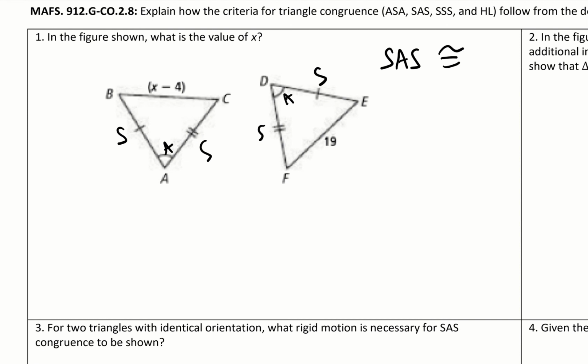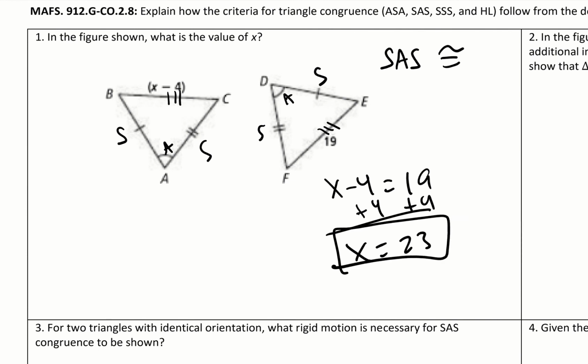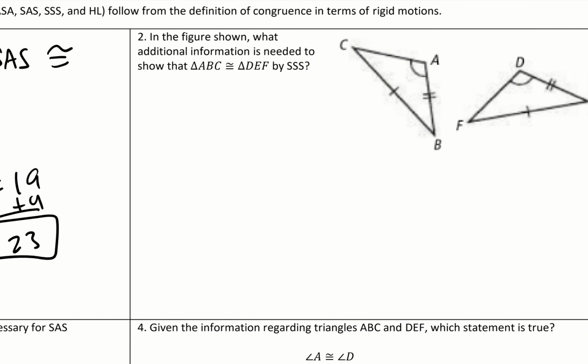Congruence theorem. Okay, so they're congruent. So now what? Well, if they're congruent, then that means that these have to be congruent to each other, the 19 and the x minus 4. So we're going to set those equal to each other and solve. Add 4 to both sides, and you got your x value. Pretty straightforward.